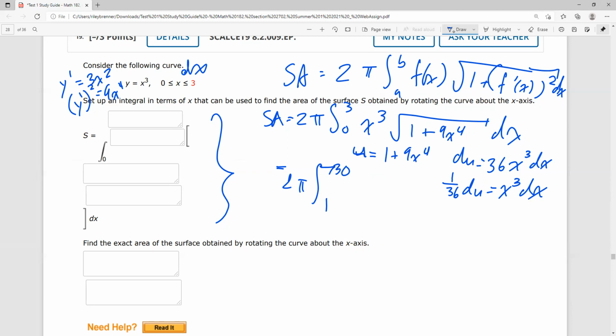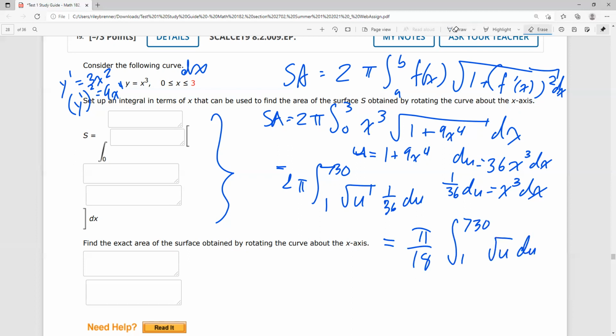And then you just substitute everything in. The x cubed and then the dx substitutes with, well, actually, let's do this first. The square root of u, and then the x cubed and the dx become 1 over 36 du. So let's actually bring out the 1 over 36. So we get 2 pi divided by 36. We can simplify that to be pi over 18, right? Integral from 1 to 730 of square root u du. Let's not write square root. Let's write power of 1/2, right? It's easy to see. And then from here, very straightforward power rule.